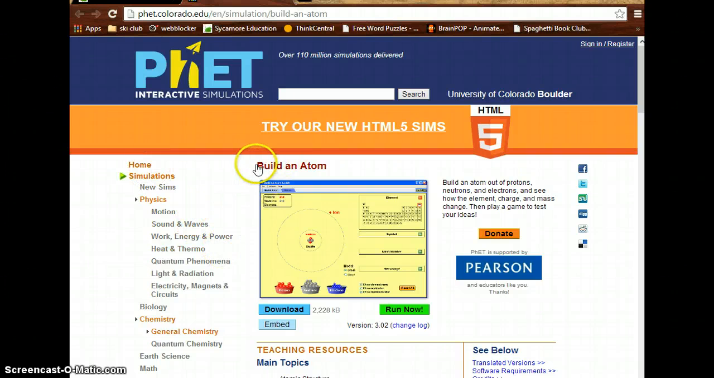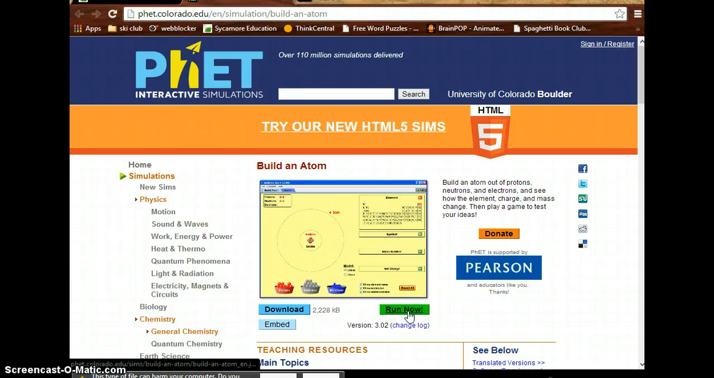And it should say Build an Atom right here, right? See how it says Build an Atom right there? That's what we want to see, is Build an Atom. And then there's this little button down here, this green button. You're going to click Run Now.